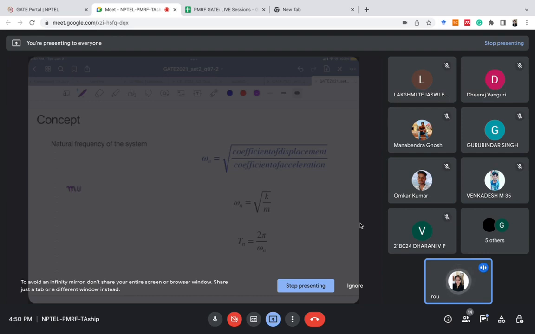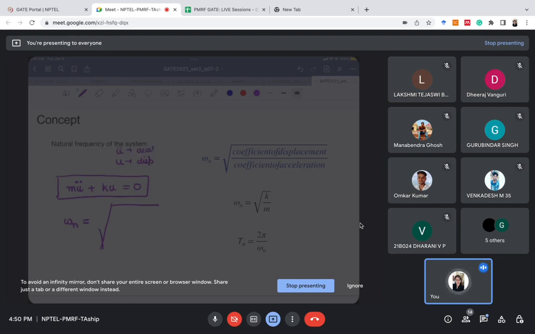So I'm writing the equation of motion here. If you want, you can remember at least this equation, but it is not required for this question. I'm just telling you. This omega is the natural frequency of the system. It is the coefficient of displacement. Here u is the displacement and u double dot is the acceleration.